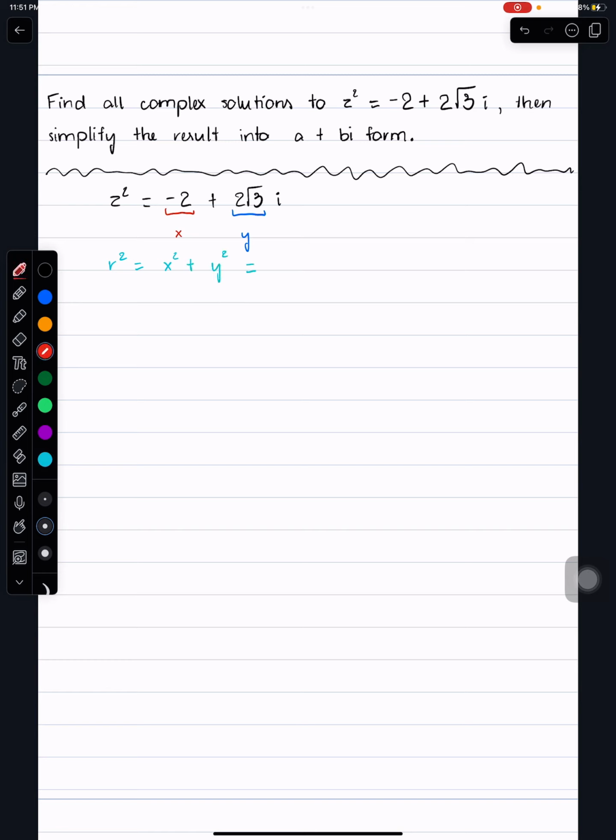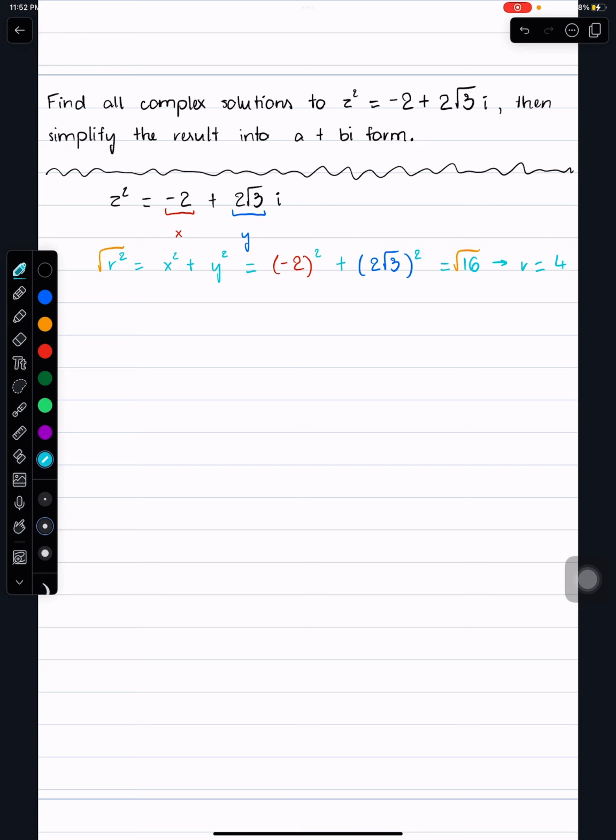So the x here, I would have negative 2 in red, plus the y here in blue, 2 root 3 all together, squared. Right, and then for this step, you can just put all of them into the calculator, and you're going to get r squared to be 16. And as usual, at this step you don't want the r squared, you only want r on its own. So we will take the square root of both sides, and after that, you're going to get r equals 4.